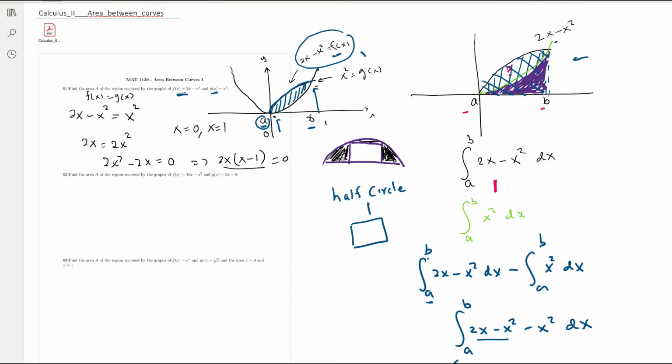So the workflow is, try to draw a rough sketch of the graphs if they are not given to you. Then find the intersection points. That should be your next step. If they are not given to you, make the functions equal to each other and find the intersection points, and then integrate the difference of these two functions between those intersection points.